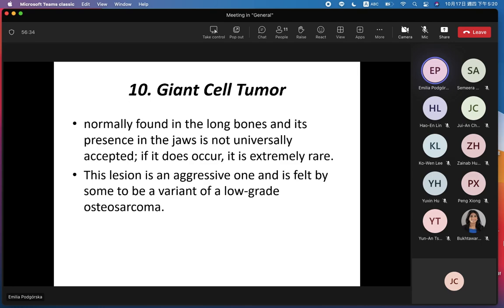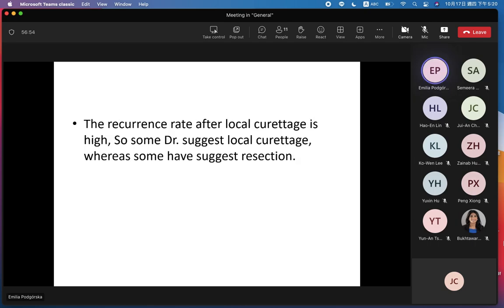And the giant cell tumor. It's normally found in the long bones, and its presence in the jaws is not universally accepted. If it does occur, it is extremely rare. This lesion is an aggressive one, and it's felt by some to be a variant of low-grade osteosarcoma. The recurrence rate after local curettage is high, so some doctors suggest local curettage, whereas some have suggested resection.